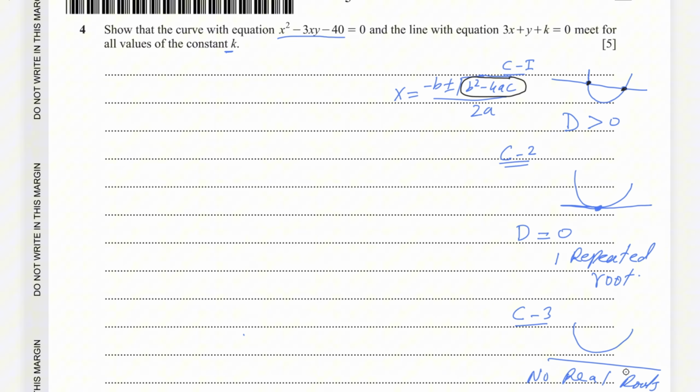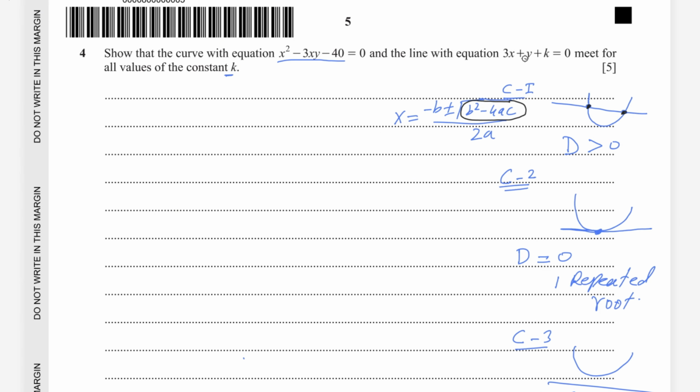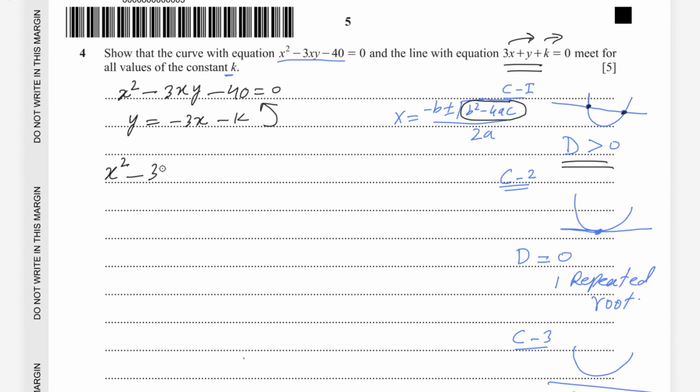Okay. So first of all, we will solve these two equations together. Let me write the equation of the curve, that is x squared minus 3xy minus 40 equals to 0. And we'll write this equation in terms of y, that will be equals to minus 3x minus k. We'll move these two values to the right side to get the value of y. So substitute this value here. So it will be x squared minus 3x into y, that is minus 3x minus k, minus 40 equals to 0.